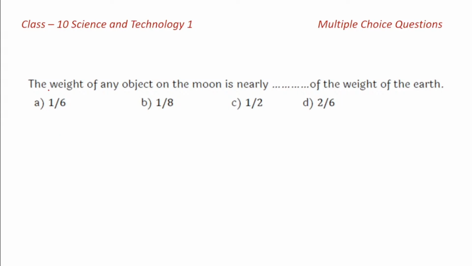Next question, the weight of any object on the moon is nearly dot dot of the weight on the earth. 1/6, 1/8, 1/2, or 2/6. So option A is the correct answer. Weight of any object on the moon is nearly 1/6 of the weight of that object on the earth.